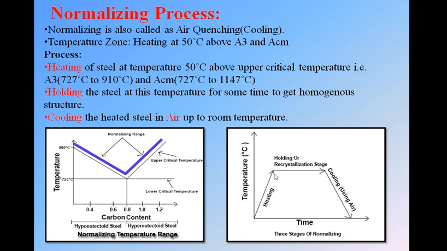First, we heat the steel up to some temperature above A3 and above ACM. Then, for some time, we hold the steel. Holding is used to have a uniform structure. See, when we heat any material, it first gets heated from the outer side only. Its inner side or the inner point will not get heated at the same temperature.